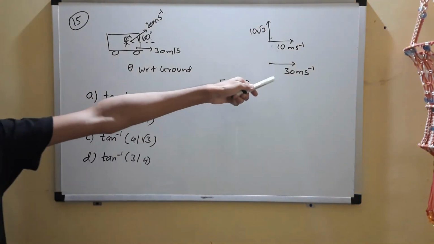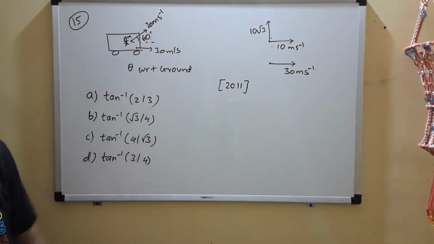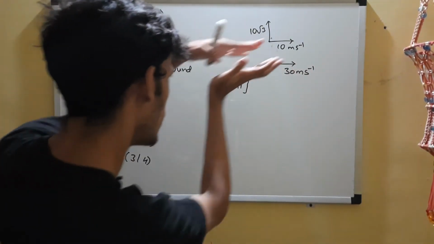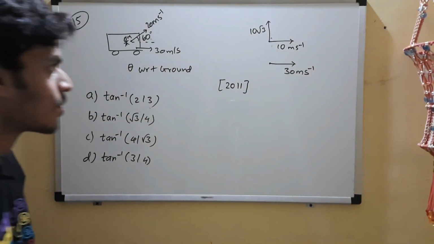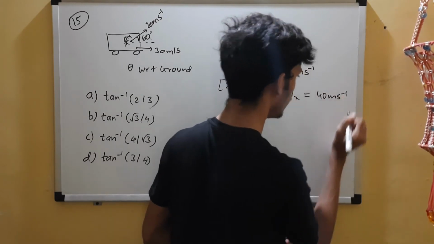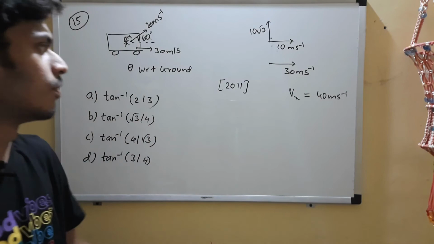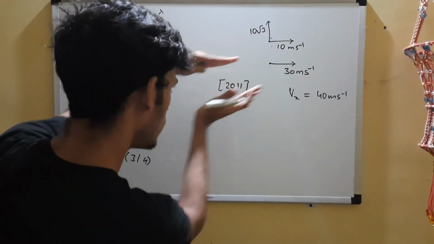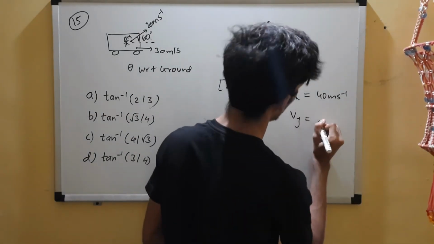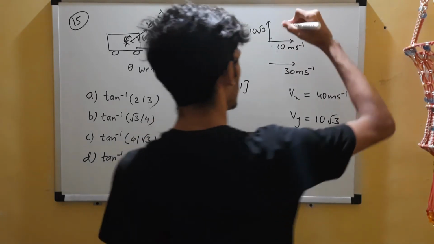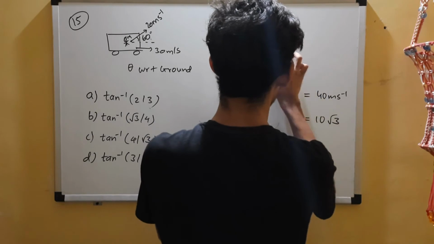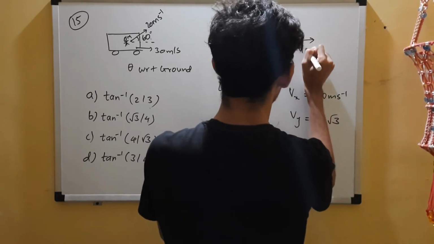Now you can see that the velocity of the bus and this velocity in the x direction will add up, right? For somebody who is watching from the ground, it will seem as if these velocities add up. Those who didn't get this idea, I'm going to give you one more approach, so hold tight. For now Vx is 40 meters per second, right? These two just add up. Now what about Vy? Vy is 10 root 3. So first let's add this, it becomes 40.